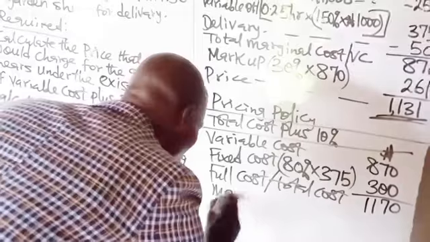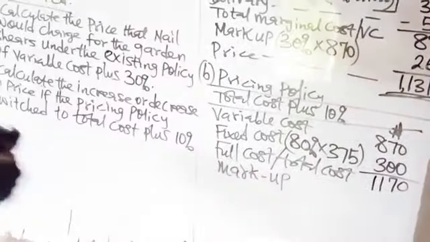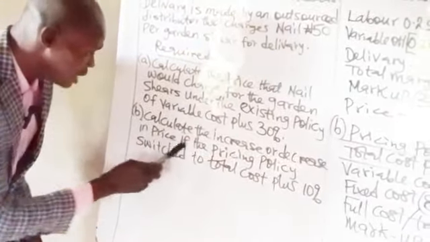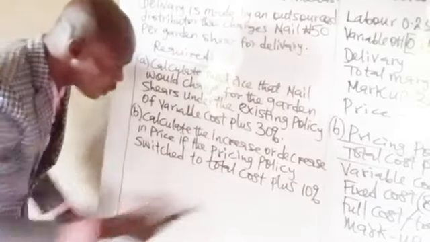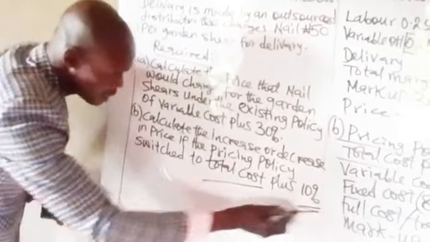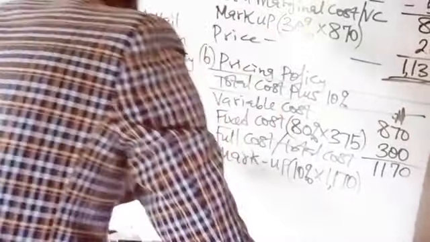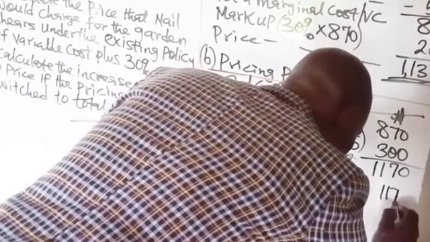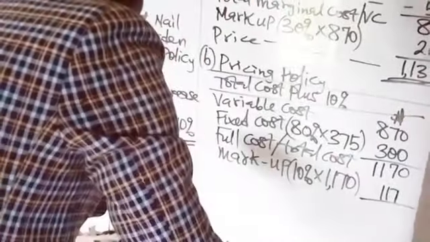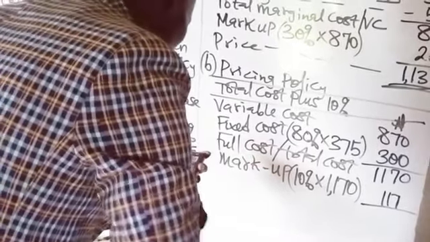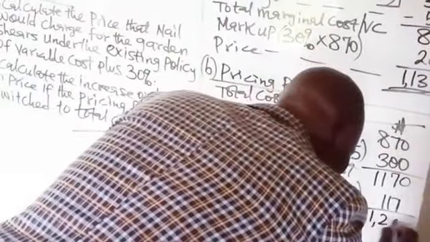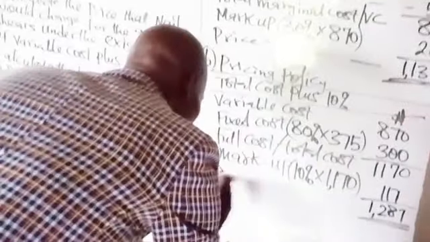Then we mark it up. What will be the markup this time? Back to the question: if the pricing policy switches to total cost plus 10%, the markup is 10%. 10% of the total cost of 1,170 gives us 117. The markup represents the profit element. Adding it to the full cost of 1,170, the price is 1,287. So this is the price under this policy.